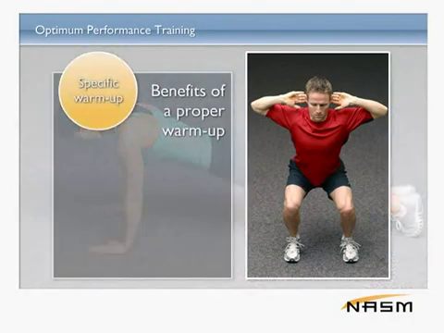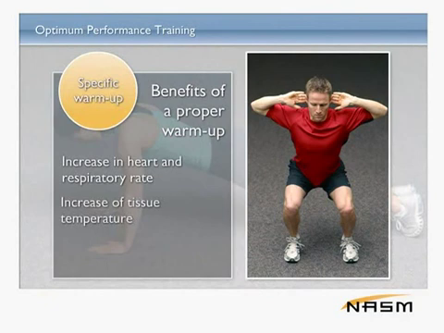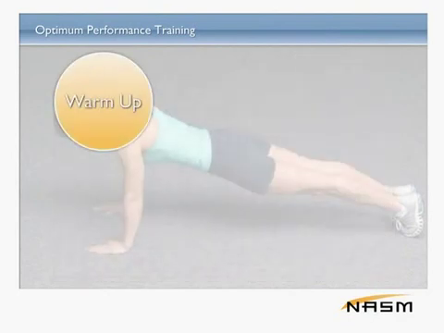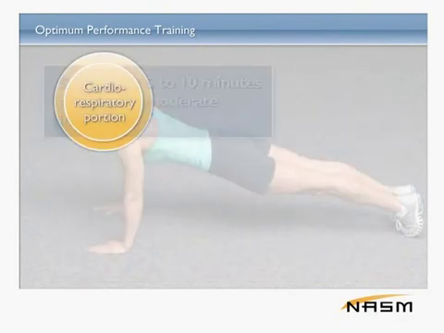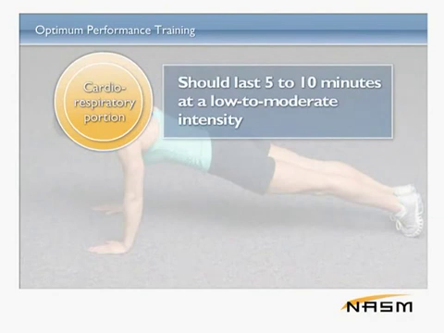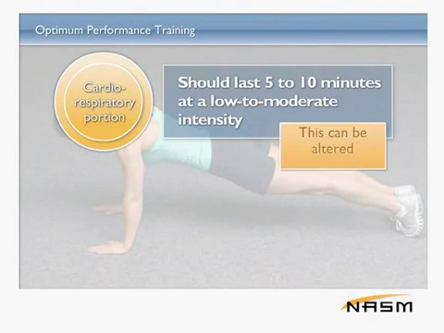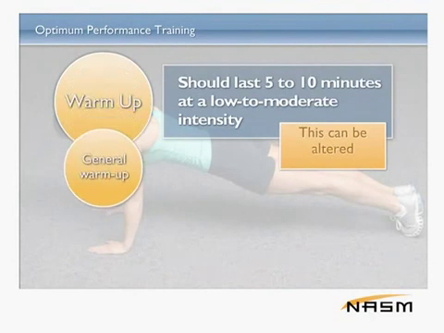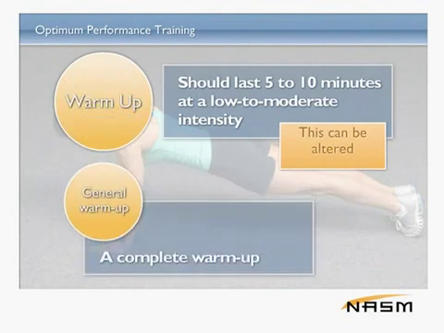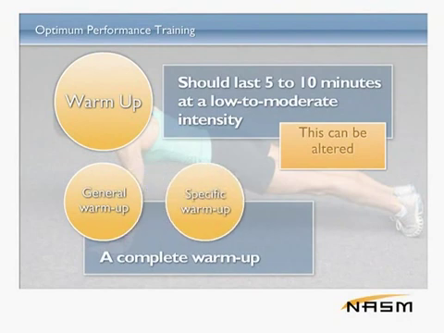Some benefits of a proper warm-up include an increase in heart and respiratory rate, an increase of tissue temperature, and to prepare the client psychologically for exercise. NASM suggests that the cardiorespiratory portion of a warm-up should last 5 to 10 minutes at a low to moderate intensity. However, depending on the client's goals and objectives, this can be altered. Furthermore, the cardiorespiratory portion of a warm-up is usually considered a general warm-up. A complete warm-up should include a general and a specific warm-up.